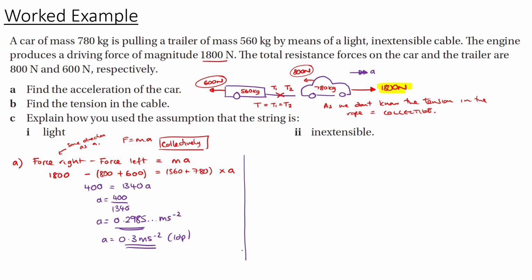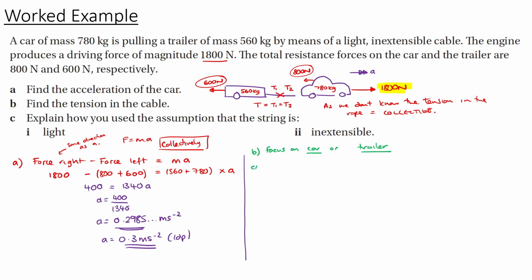So the next thing I've then got to do is find out, for part B, it says find the tension in the cable. Now what I can do for this is I can't treat it collectively here because, again, I don't know what T1, T2 is. And again, even though I know they're the same, I'm going to end up with two lots of T, which is what I'm not wanting. So what we want to do here for part B is either focus on the car or the trailer. It doesn't really matter which one you go for, because ultimately, as T1 equals T2, we should end up with the same value as we're focusing on the tension in the cable.